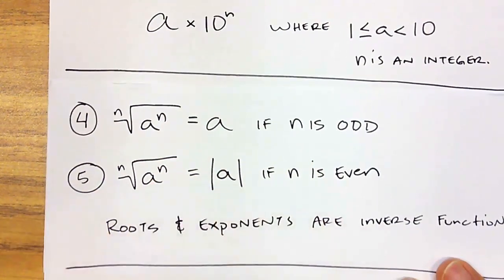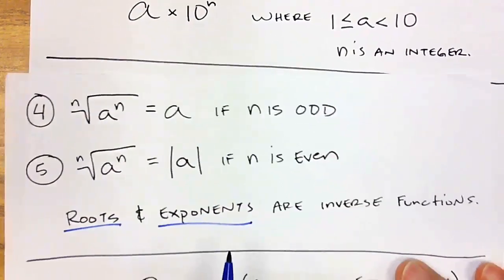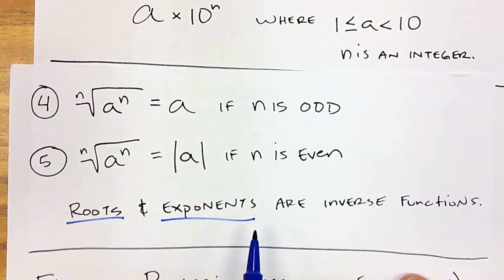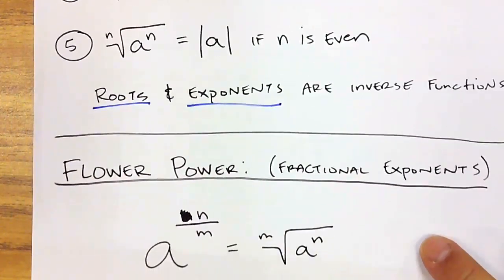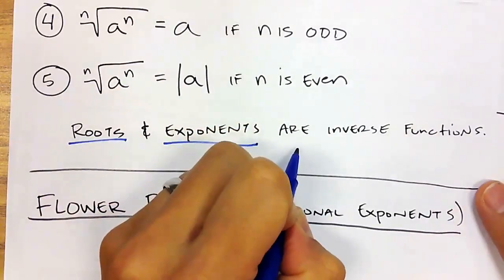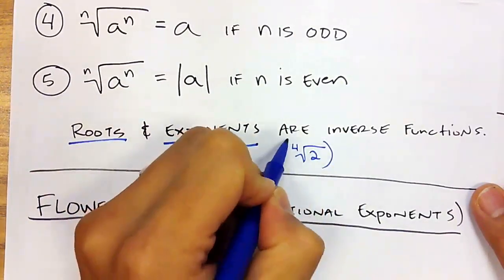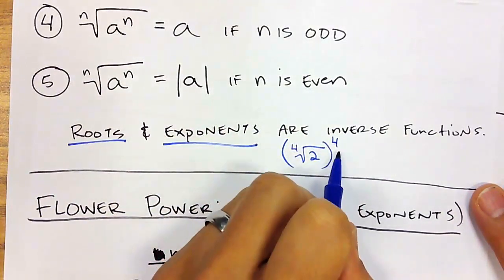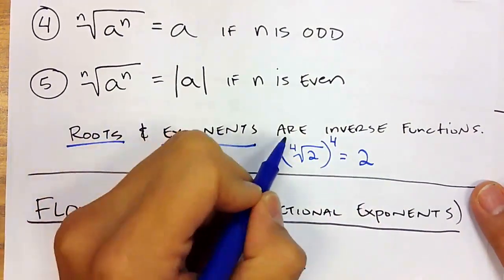All right. And then a big overarching theme is that roots and exponents are inverse functions, just like how addition and subtraction are inverse functions. Multiplication and division are inverse functions. Also, roots and exponents are inverse functions. So, meaning, if I have the 4th root of 2 to the 4th power, root is 4, exponent is 4, they can cancel out, and that equals 2. All right, they just cancel out.